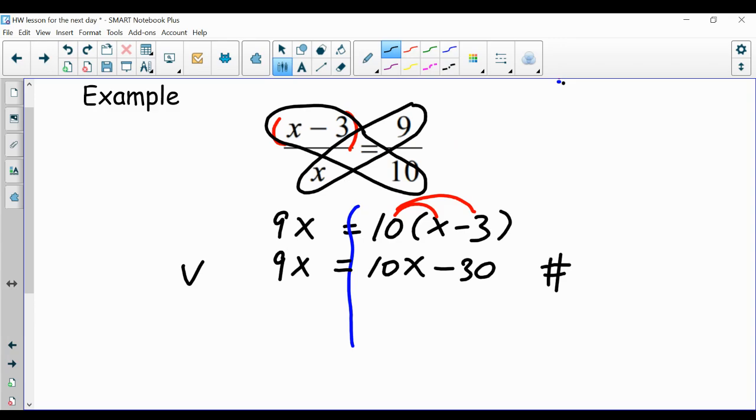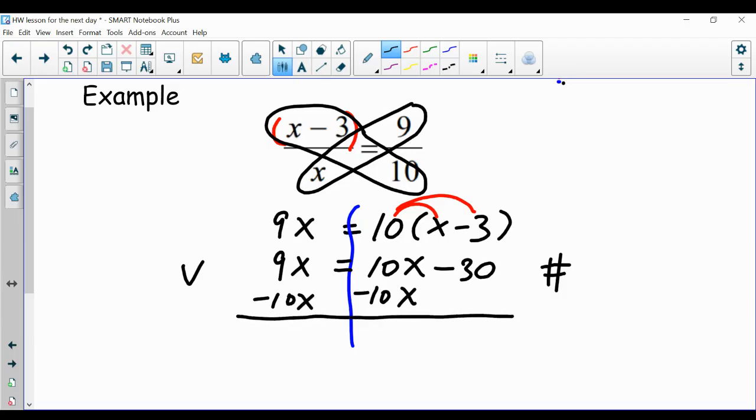So here, what are we going to do? We don't want the 10x on the right side. We just want the number, negative 30, over there. So you take away the 10x. You take away, don't plus. If you plus, it becomes 20x, which will be bigger. So you take away the 10x. Whatever you do on the left side, do on the right side.